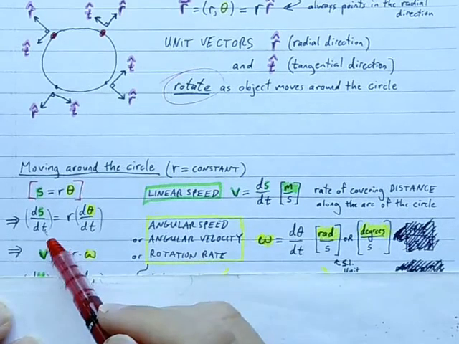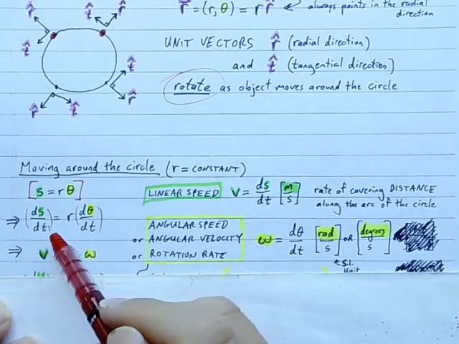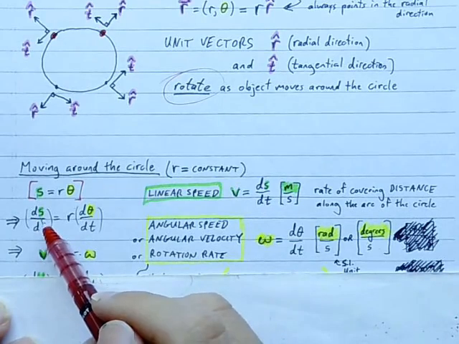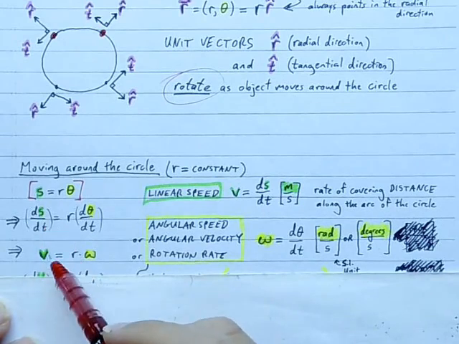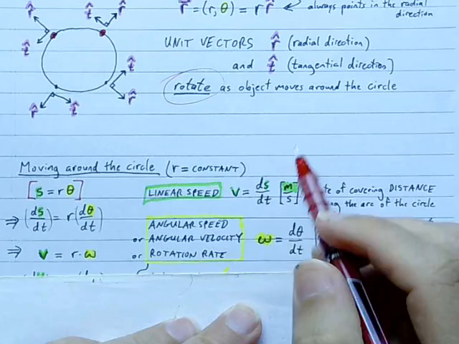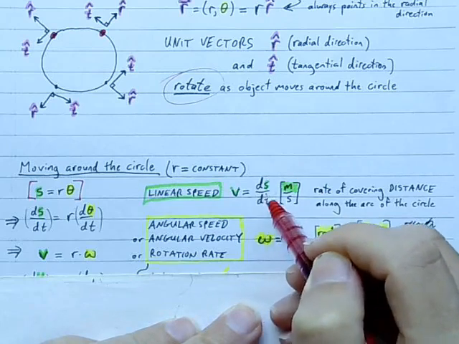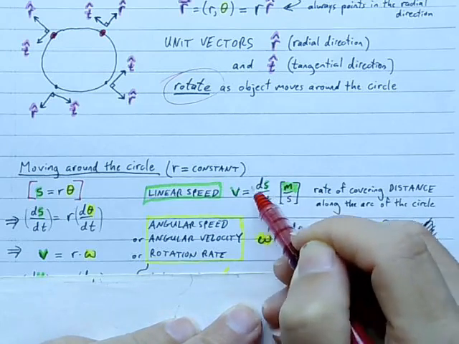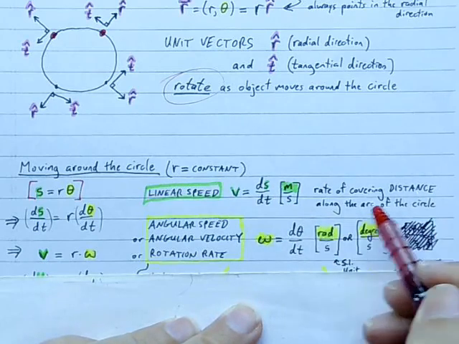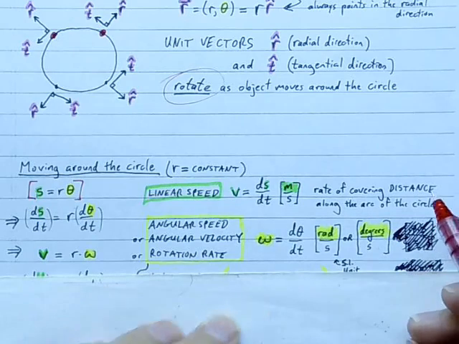We define the rate of change of that arc length as your linear speed v, the rate at which you're moving along the arc. So linear speed v, ds/dt, is the instantaneous rate at which you are moving along the arc. So measured in meters per second, the rate of covering distance along the arc of the circle.